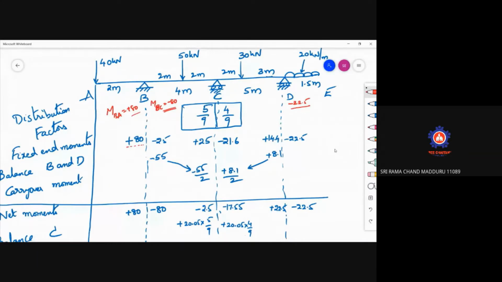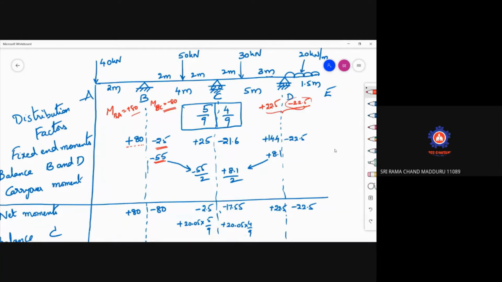And this is an overhanging moment at D, and this should be equal to the joint condition. To make it satisfy the joint condition, this should be plus 22.5 and make it 0 after addition. To satisfy the joint condition, the fixed end moment already existing is minus 25. To make it minus 80, you need to add minus 55 here. So you are balancing at B with minus 55 moment.